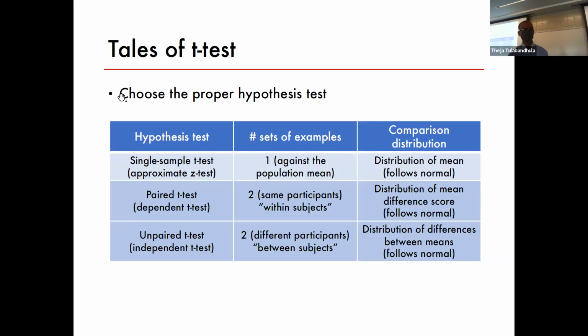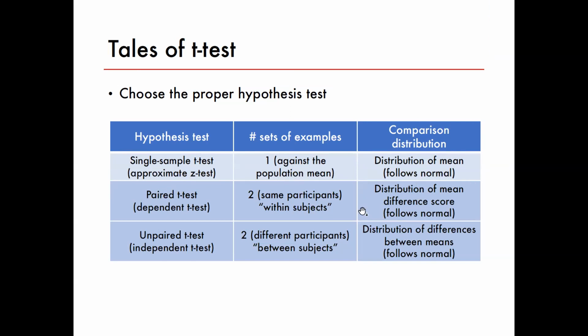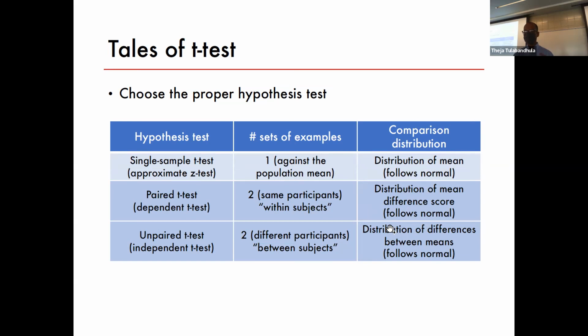Actually, here's a summary. For a hypothesis test, if you're doing a single sample t-test, you just have one set of examples, one data set, and you're looking at a distribution of the mean that follows the normal. And if you have a paired t-test, the comparison is always the same: the distribution of the mean differences follows normal.